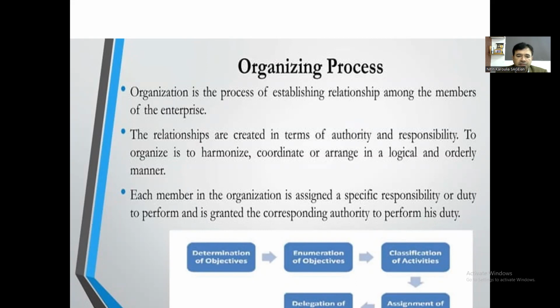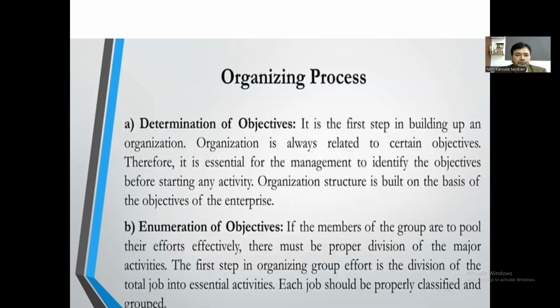to perform his duty. Now we will be taking up the organization process from where it starts and how it moves on. So the first step in the organizing process is determination of objectives. We understand that before organizing, we need to see what are the objectives of the organization for which the organization exists. So it is the first step in building up an organization.